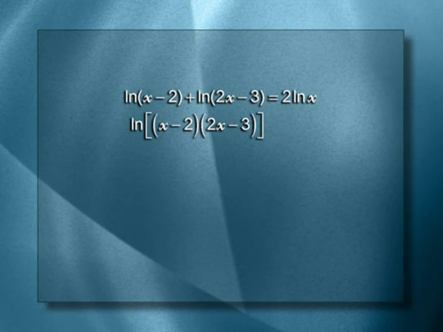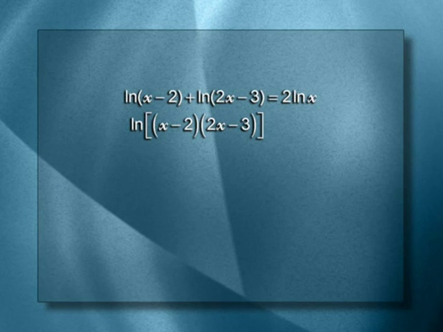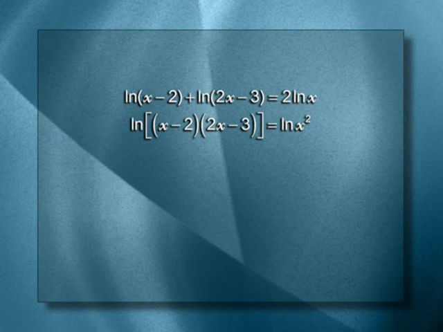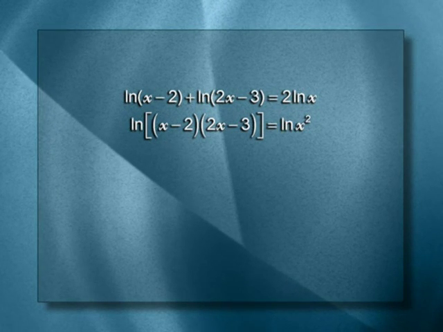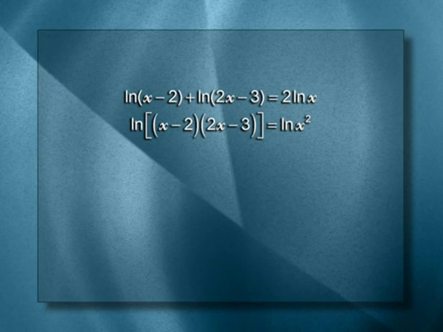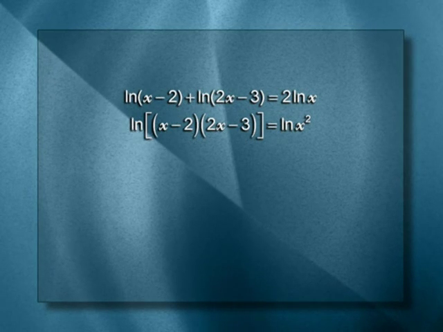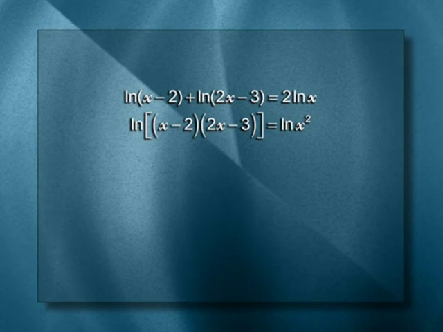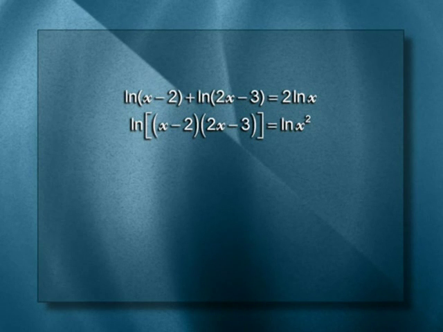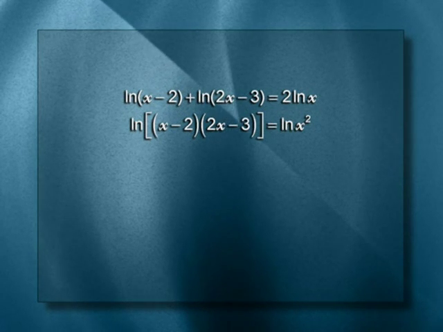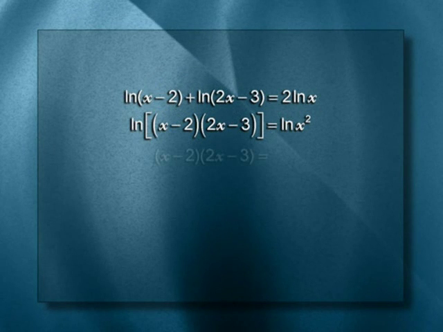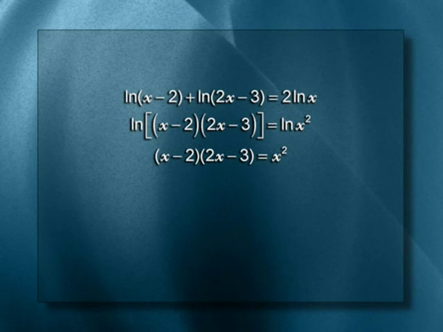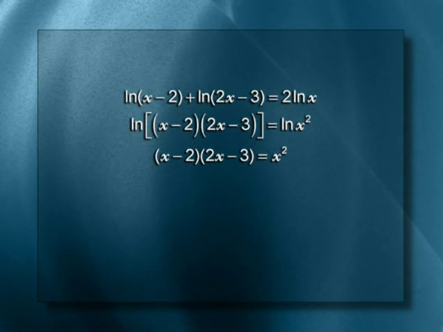That's 2 log x. Oh, but I can move the 2 up to the exponent. That's the same as log x squared, as long as x is positive, of course. All right, so now I've simplified this so that I have log of something equals log of something else. And remember, the logarithm is a one-to-one function. The two sides must be equal if I cancel the word logarithm. And now I'm down to a polynomial equation. Magic! The left-hand side is just x minus 2 times 2x minus 3, and the right-hand side is just x squared. We've deleted the logarithms.